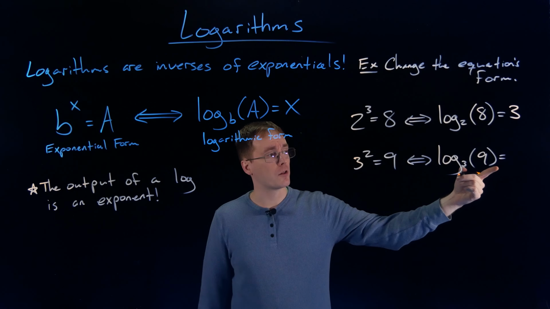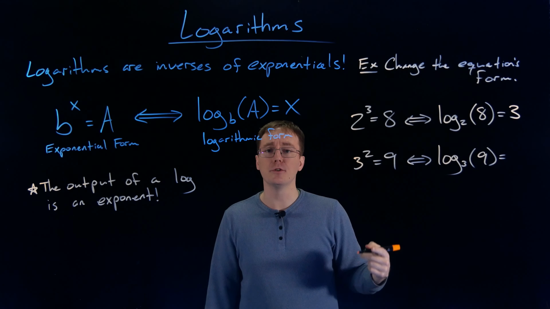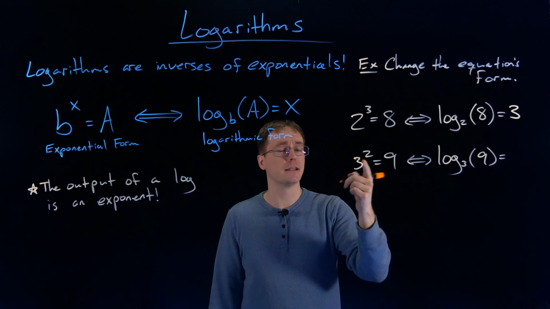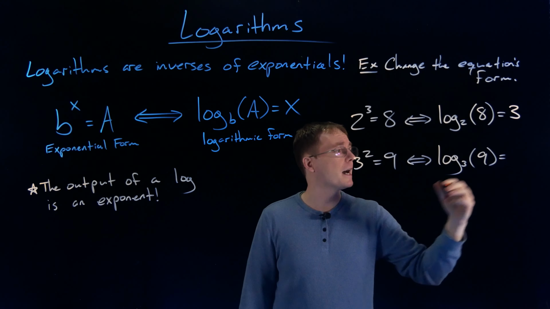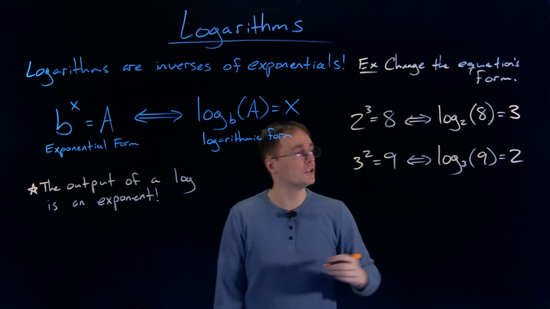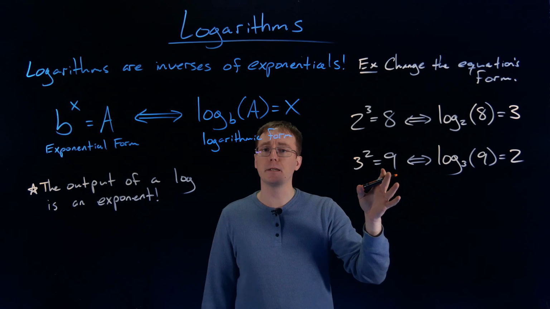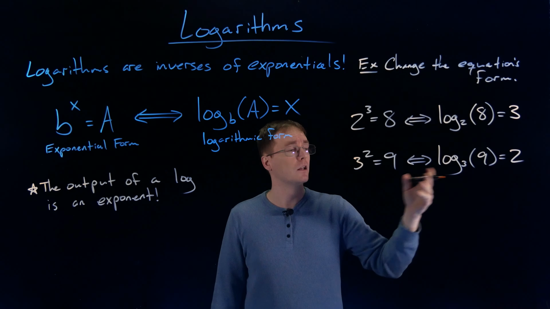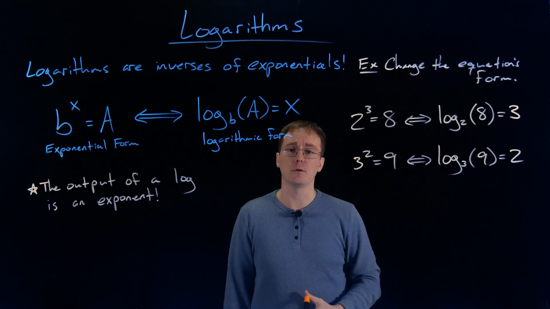And then what comes out of the logarithm, or what the logarithm is equal to, is always an exponent or a power. It's the power we have to raise the base to get 9. And we have to raise 3 to the power of 2 to get 9. So 3 squared being equal to 9 is equivalent to saying log base 3 of 9 is equal to 2.